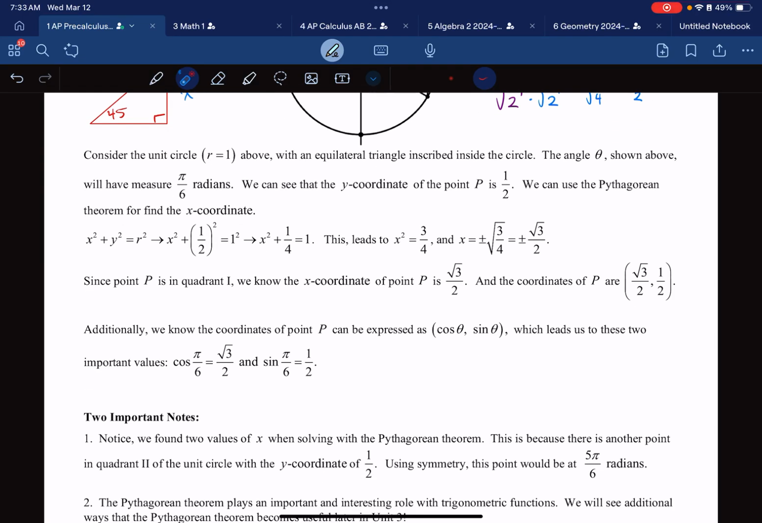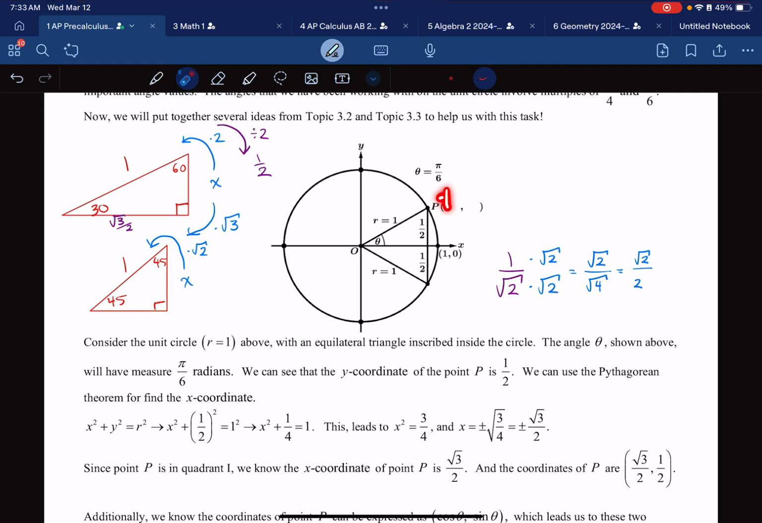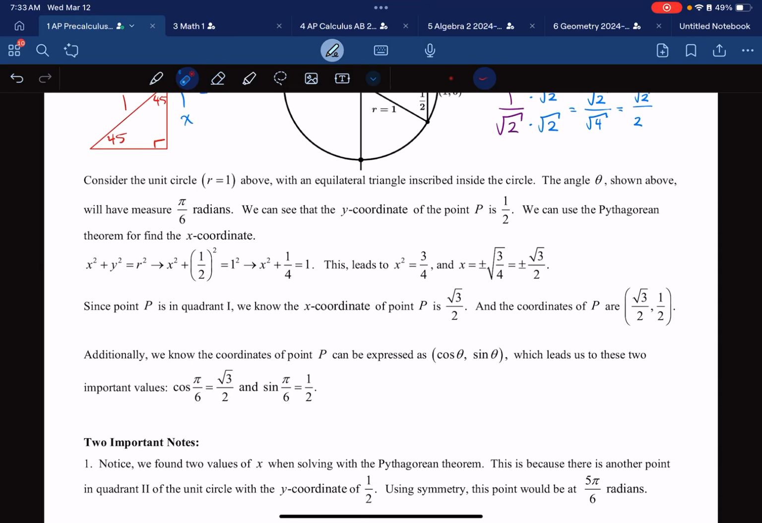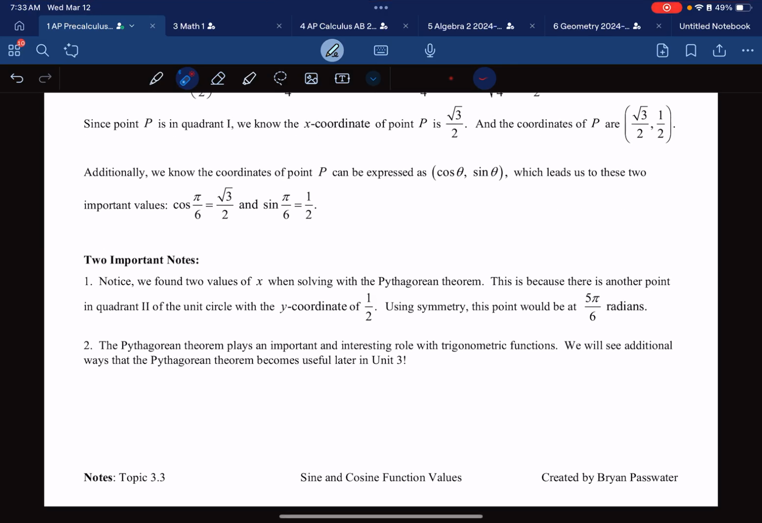All right, so for point P in quadrant 1, we know it has to be these coordinates. Why does he talk about quadrant 1 here? Because you have 2 possible values. You could be positive or negative of this root 3 over 2. We know we are in the first quadrant where everything is a positive x and a positive y, so both of these numbers have to be positive. So we can also say that cosine of pi over 6 is root 3 over 2, and sine of pi over 6 is 1/2, because cosine gives us the x coordinate and sine gives us the y coordinate. So these values you need to start memorizing. All right, so we use the Pythagorean theorem.